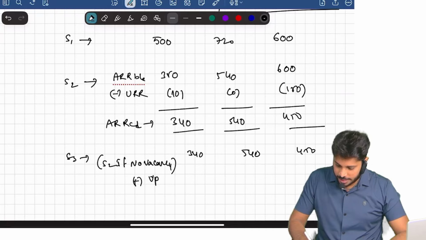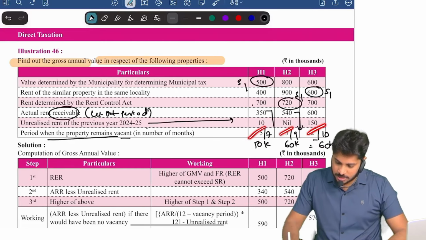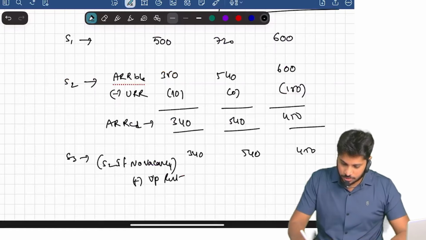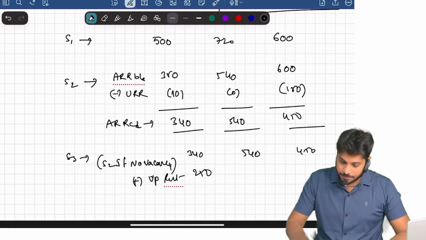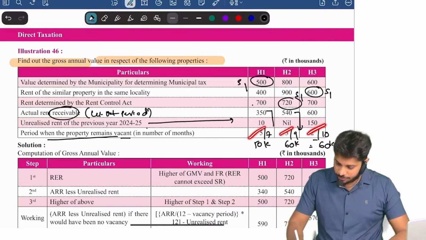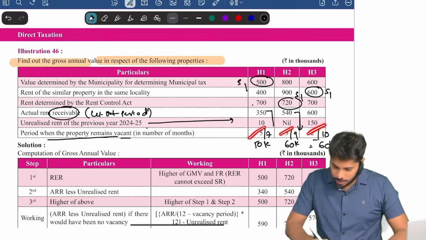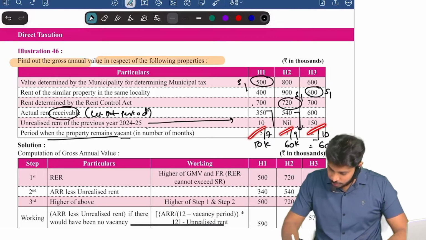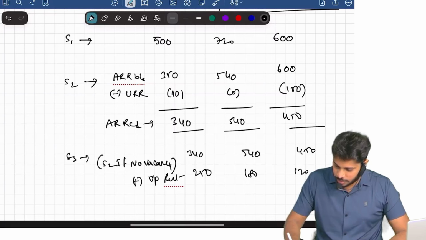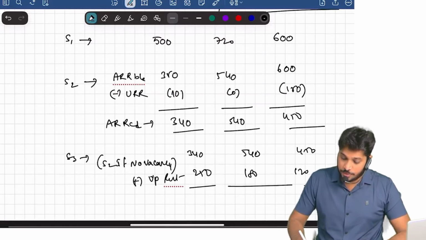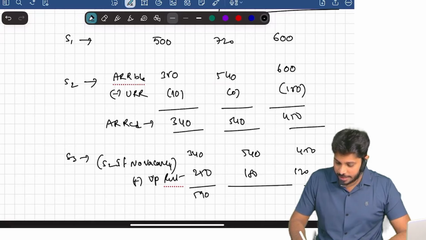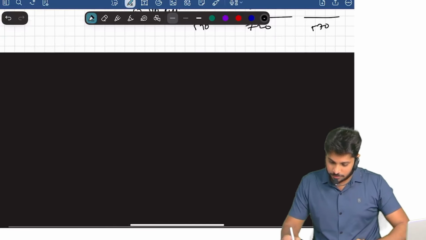Plus vacancy period rent. How much is vacancy period rent? 5 months into 50,000, 2.5 lakh, 250, correct? 60 into 3, 6 3s are 180. Last one, sorry, 2 into 60, 120. Now, if there is no vacancy, step number 2 would have been 590. If there is no vacancy, step number 2 would have been 720. If no vacancy, 570. You see now, wonderful this one.